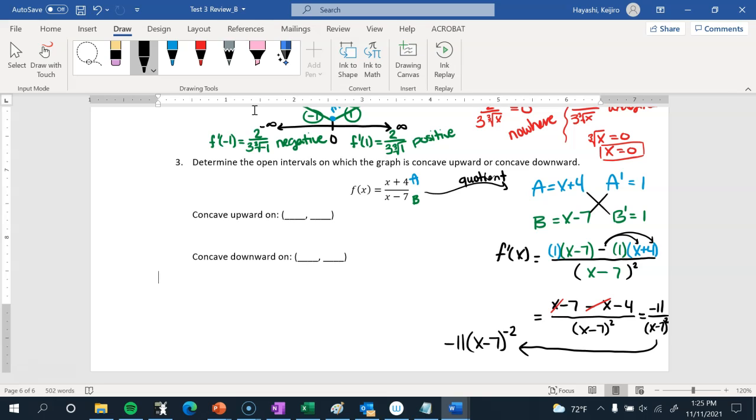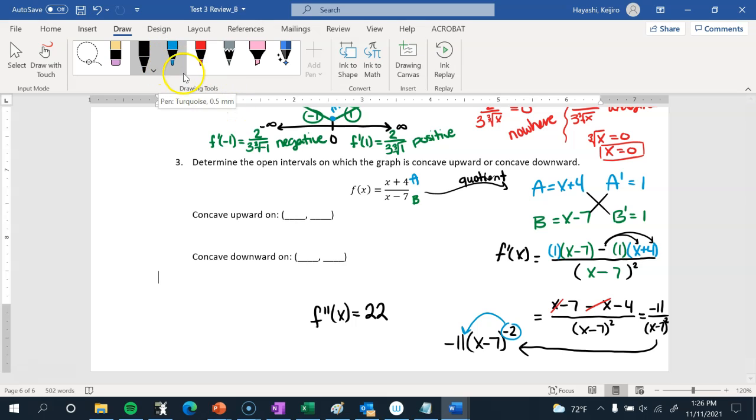And now you can just do the power rule and the chain rule, because that negative 11 is just a constant. So in looking for f double prime, and of course if you're not comfortable with that, you can still use the quotient rule on this. But basically what's going to happen is that the power gets multiplied to the front, giving us negative 2 times negative 11, which is positive 22.